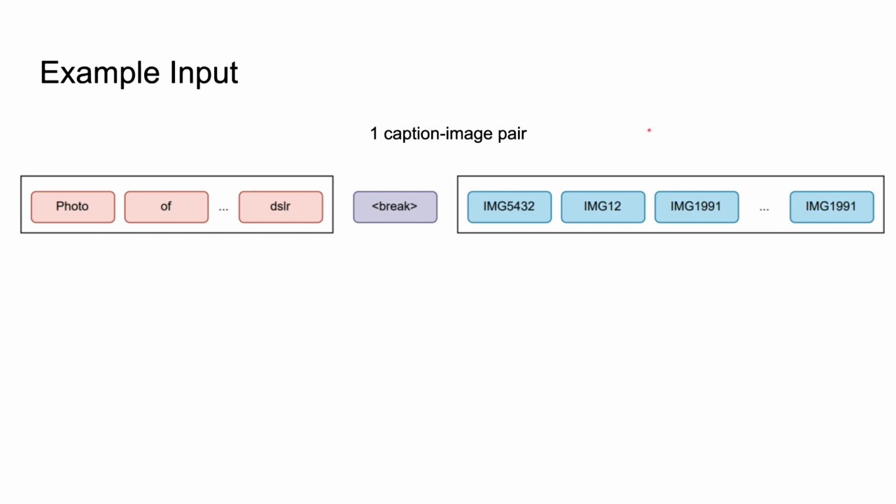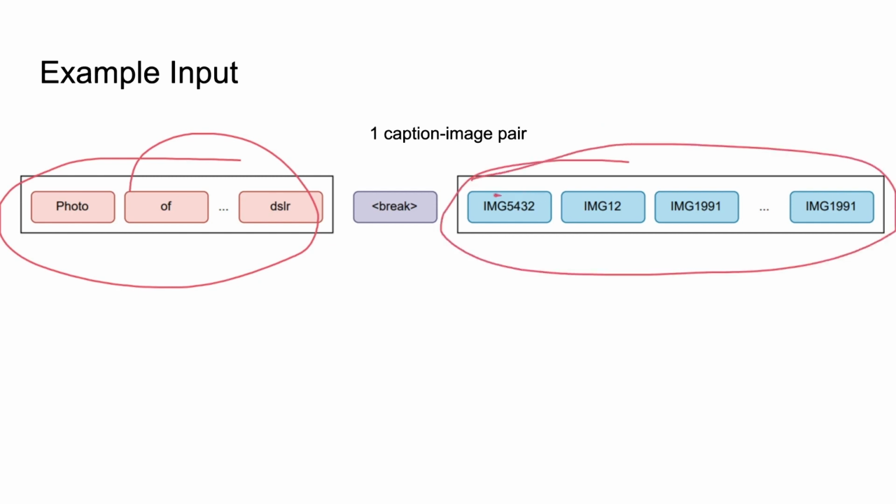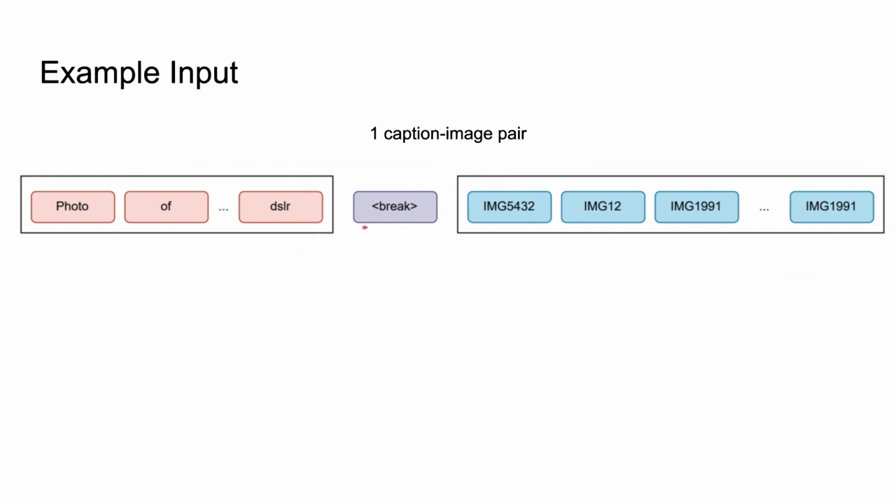Now, what exactly does it look like going into the generator? Well, here's an example. First, we have a caption, then we have the image. They're separated by a break token because the two vectors are put into the same space and they have to be differentiated in some way. The way they're doing this is by separating caption first, followed by image.